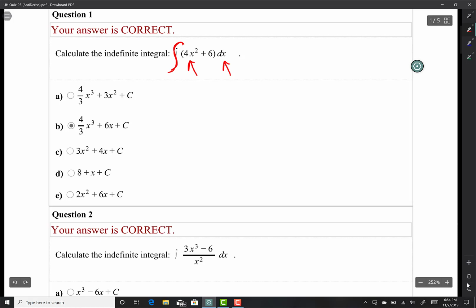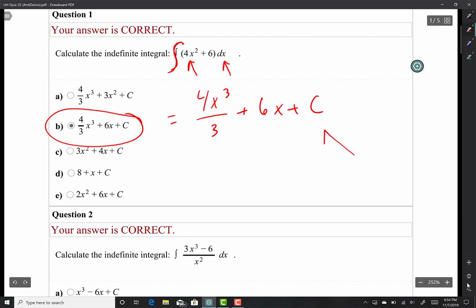So the antiderivative of 4x squared is 4x cubed over 3. Antiderivative of 6 is 6x. And then I write plus c, and there it is. That's my answer, guys. So the whole idea is that if you take the derivative of 4x cubed over 3 plus 6x plus c, you get 4x squared plus 6. And you do. So let's continue.